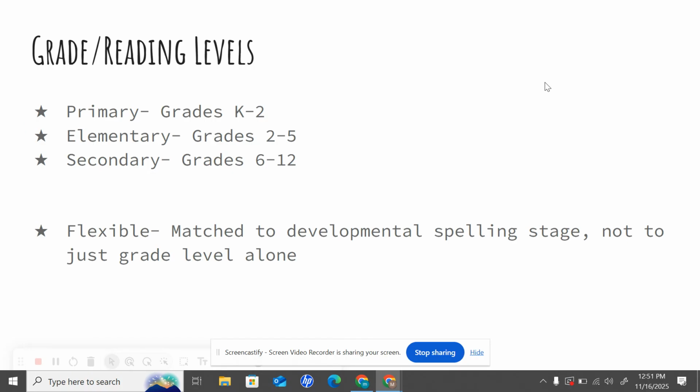A great component of this strategy is that teachers have the flexibility to not only give students the assessment based on their grade level, but the key is matching the inventory to the student's reading and spelling stage, as we want them not to necessarily be bored or frustrated if the exam is too easy or hard.